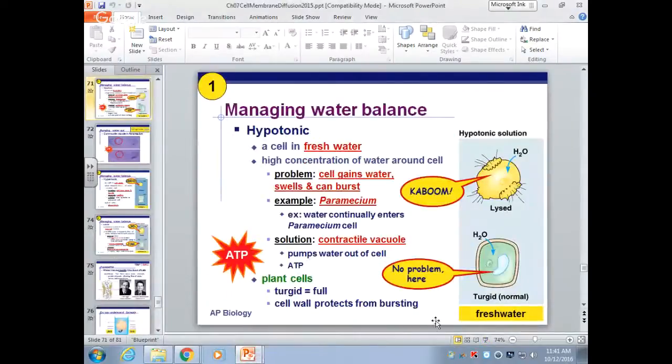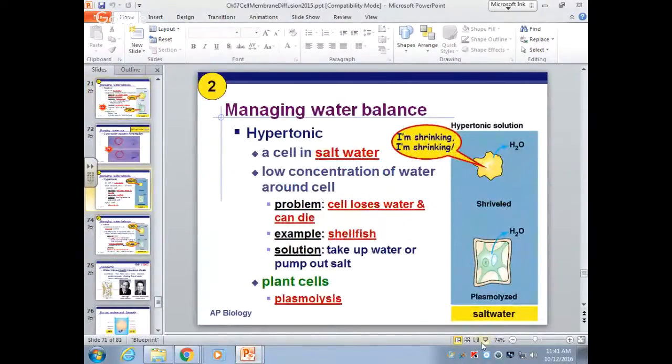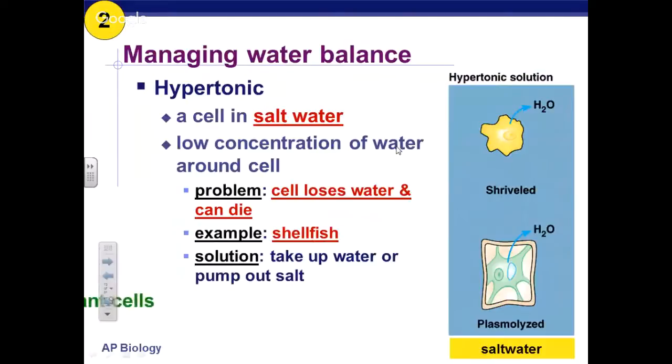All right, let's talk about our flat or our shrinking cells. I think I talked about this yesterday, right? An animal cell in an isotonic solution is healthy and happy. It's healthy and happy. No net movement of water.